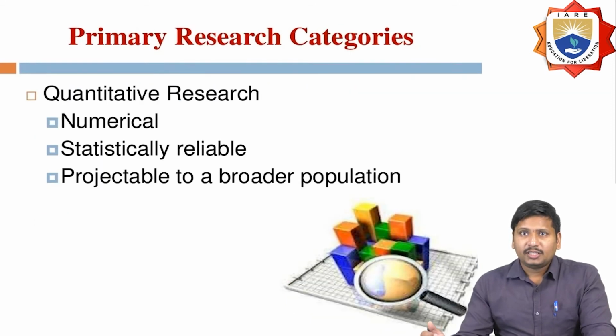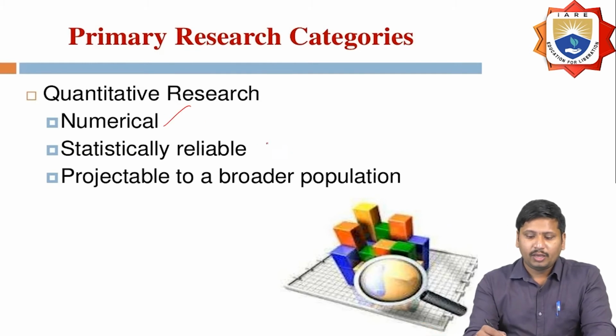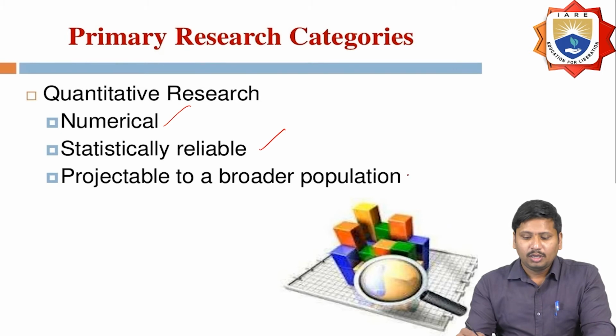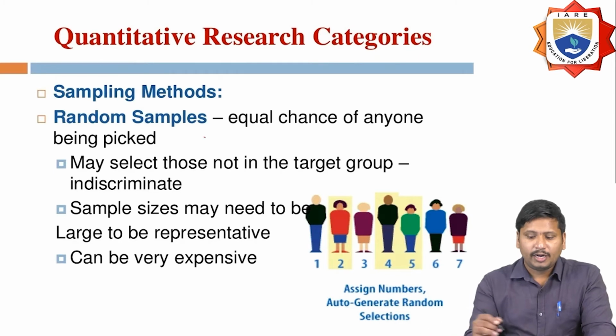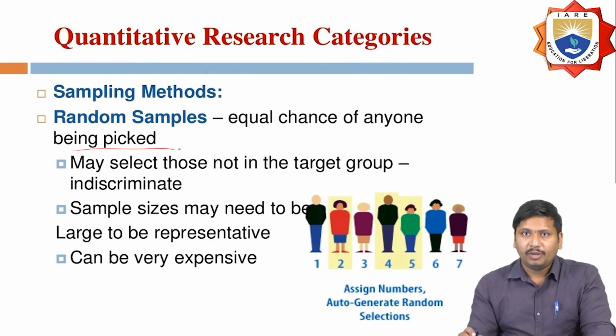The primary research categories include quantitative research. It should be done in a numerical way, statistically reliable and projectable to the world population. Some sampling methods are also available. Random samples give equal chance of anyone being picked, and it may select those not in the target group. Sample sizes need not be large to be representative, and it can be very expensive.